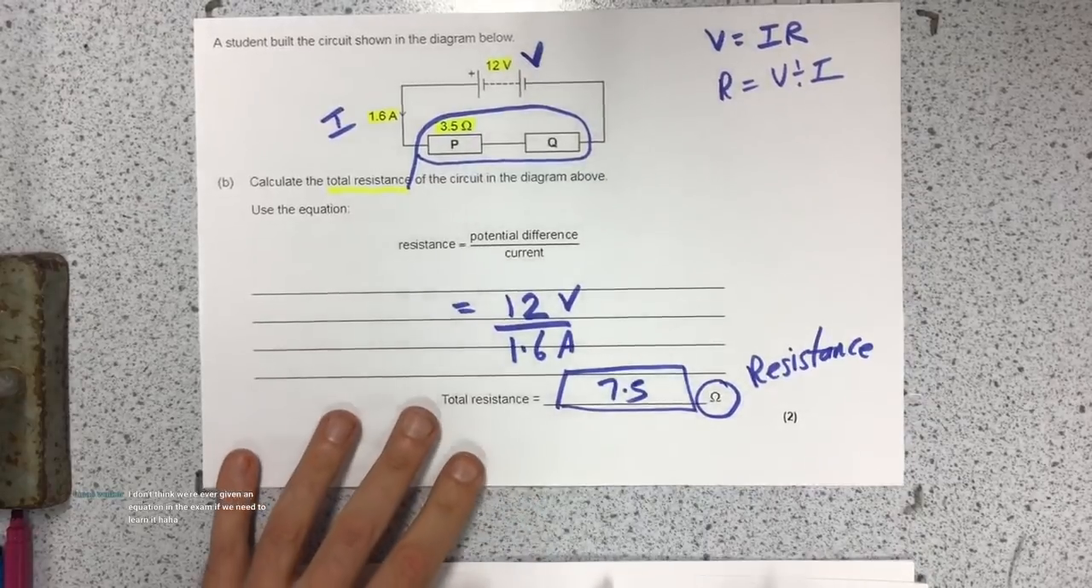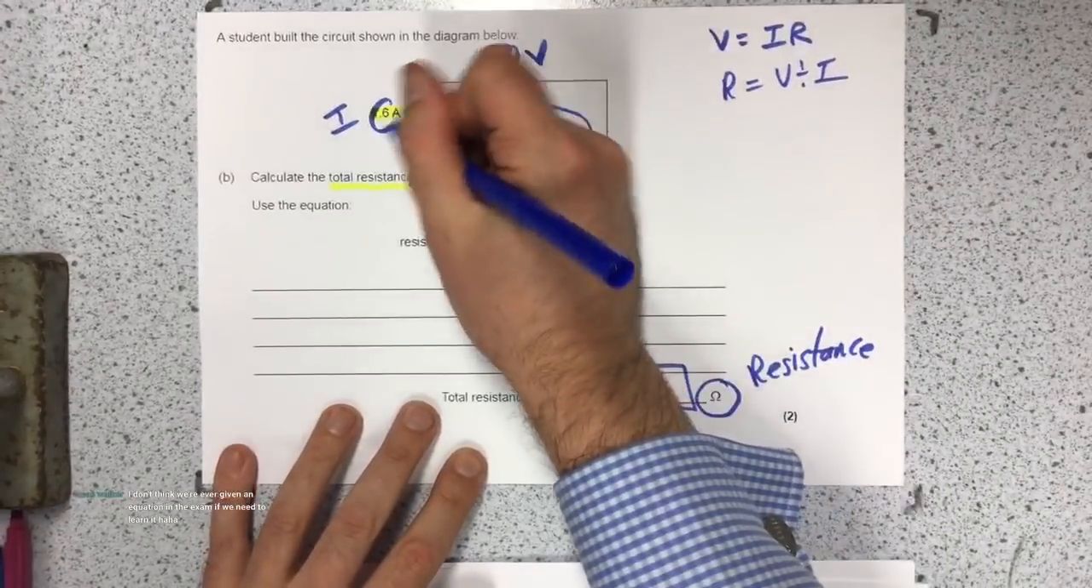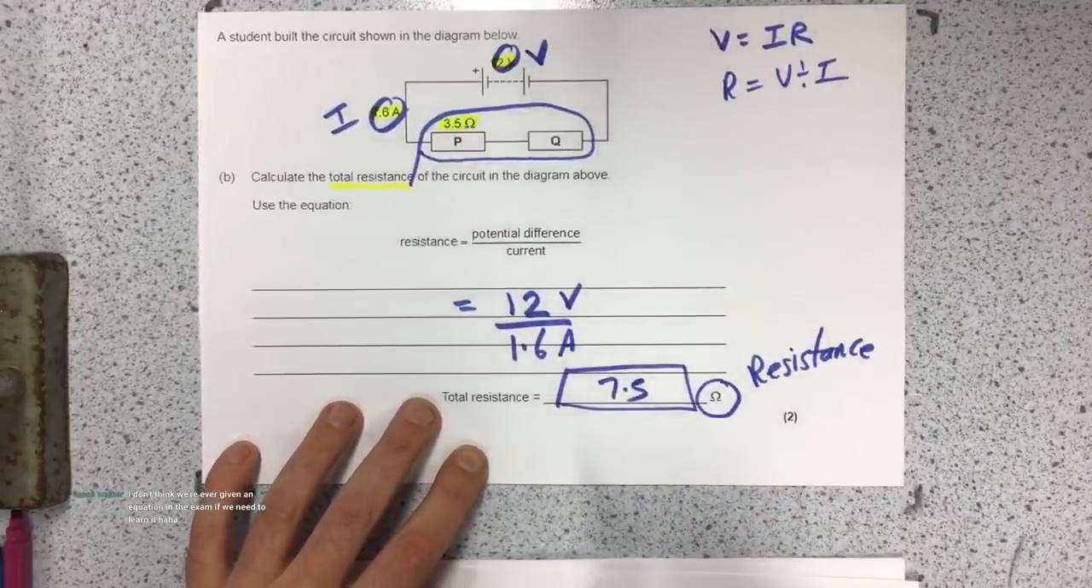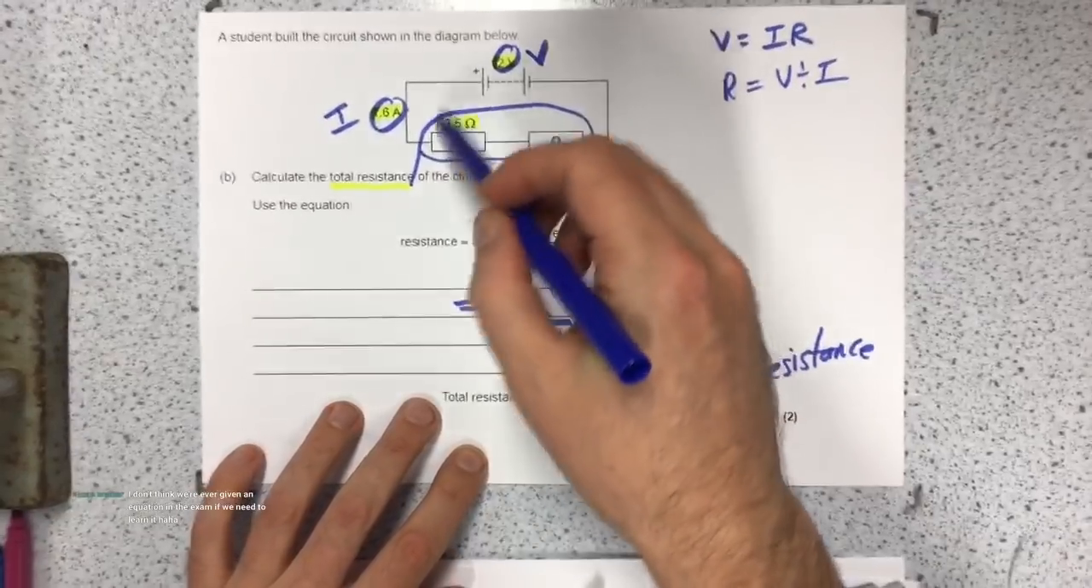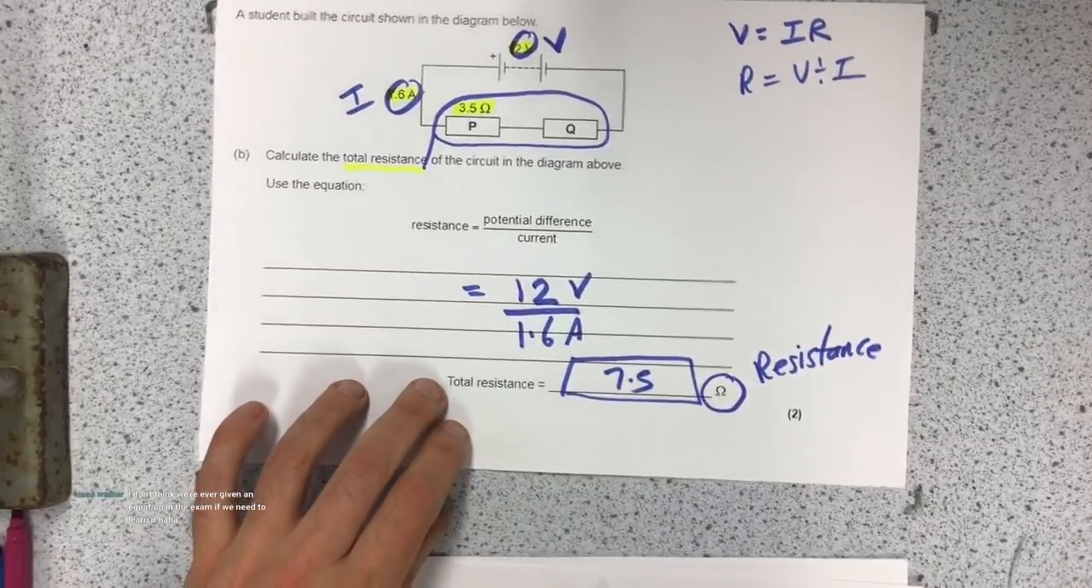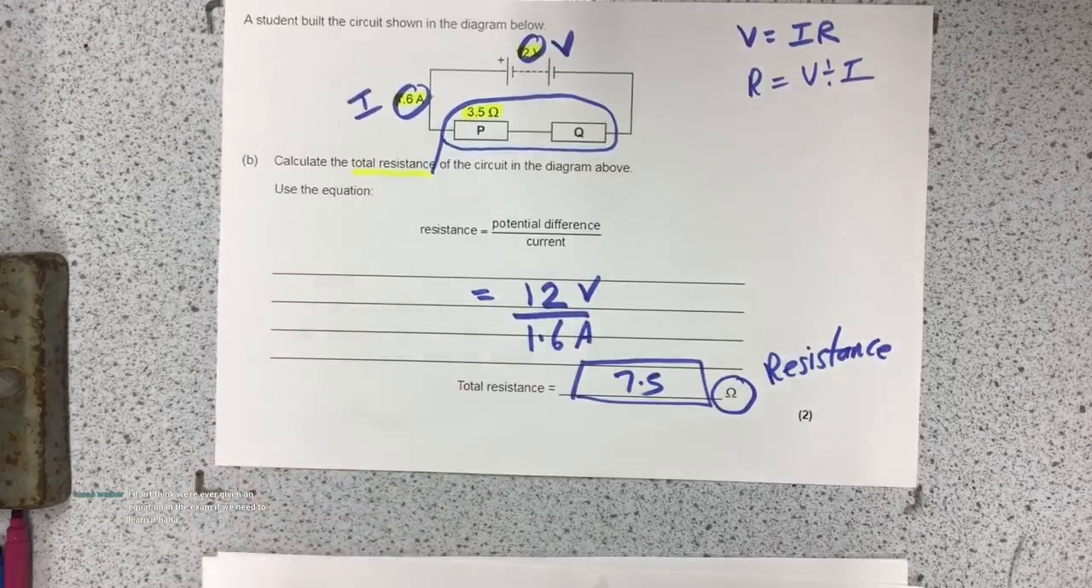Okay, don't forget, a little bit of tip for you, highlight what you know, okay? They've tried to confuse you here because they've given you one of the resistances here, but you didn't actually need that to answer the question, okay?